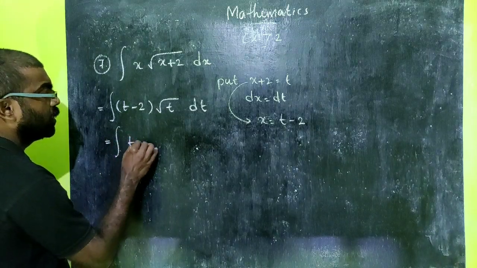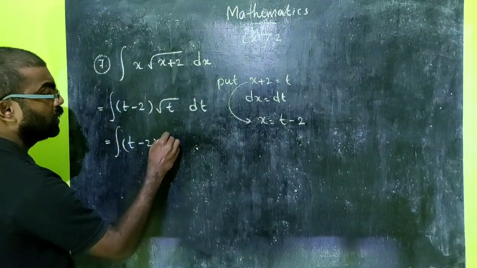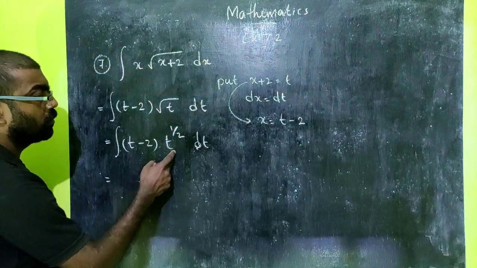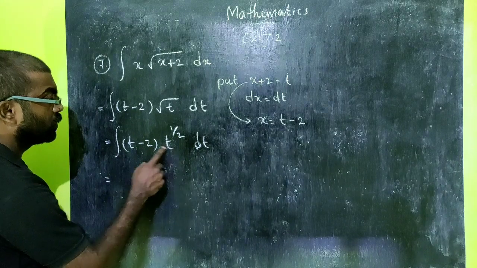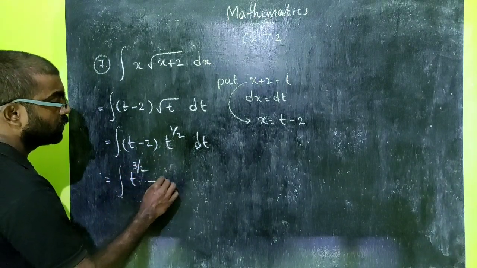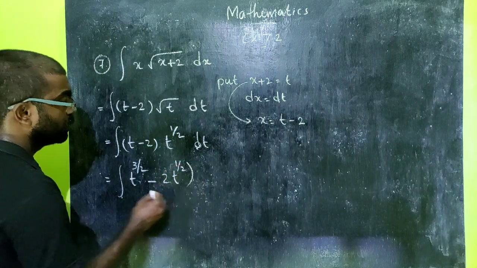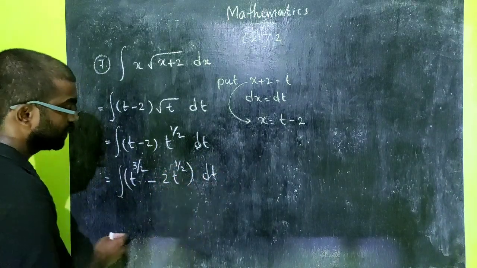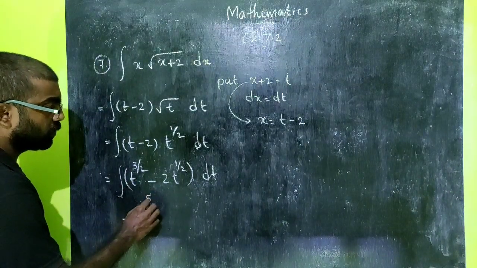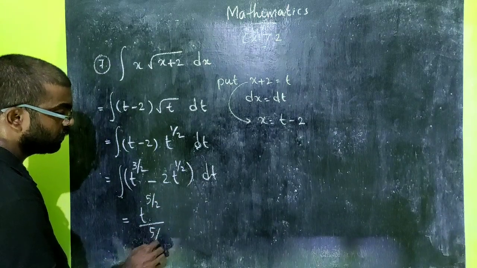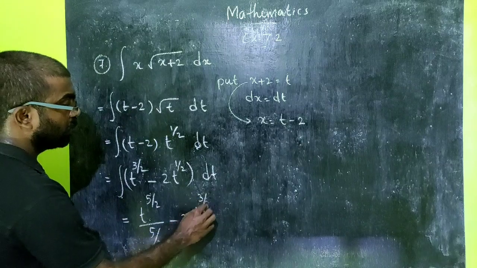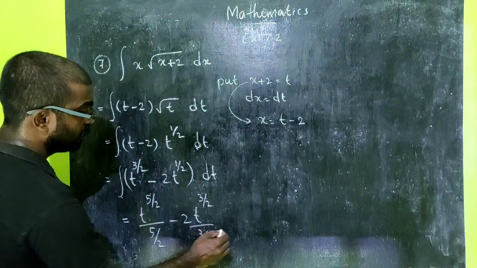So integral t minus 2 into root t, that is t raised to 1 by 2 dt. Now we can multiply this: t raised to 1 by 2 into t raised to 1 is t raised to 3 by 2, then minus 2 t raised to 1 by 2 dt. Now we can find the integral: t raised to 3 by 2 plus 1, that is 5 by 2, divided by 5 by 2, then minus 2 into t raised to 1 by 2 plus 1, that is 3 by 2, divided by 3 by 2, plus c.